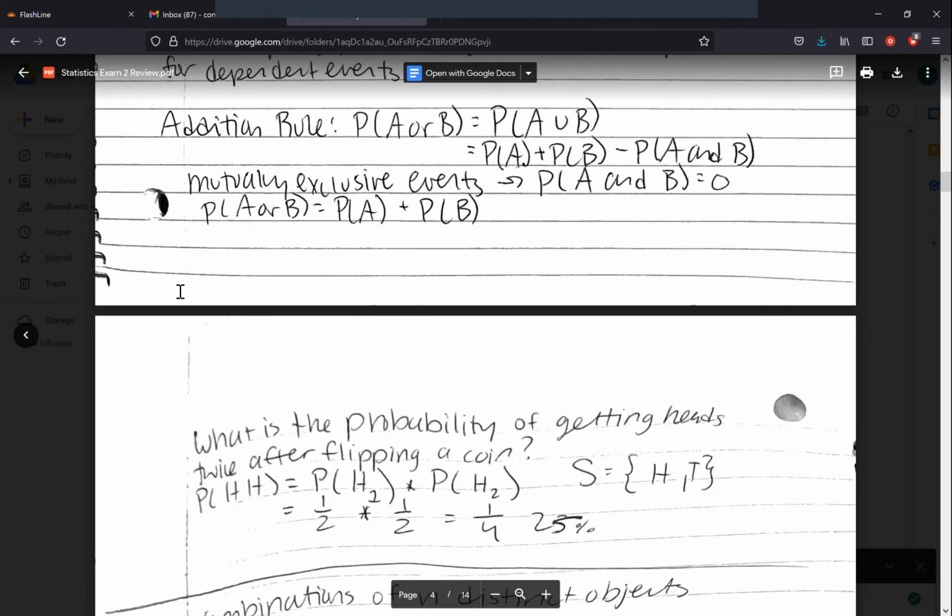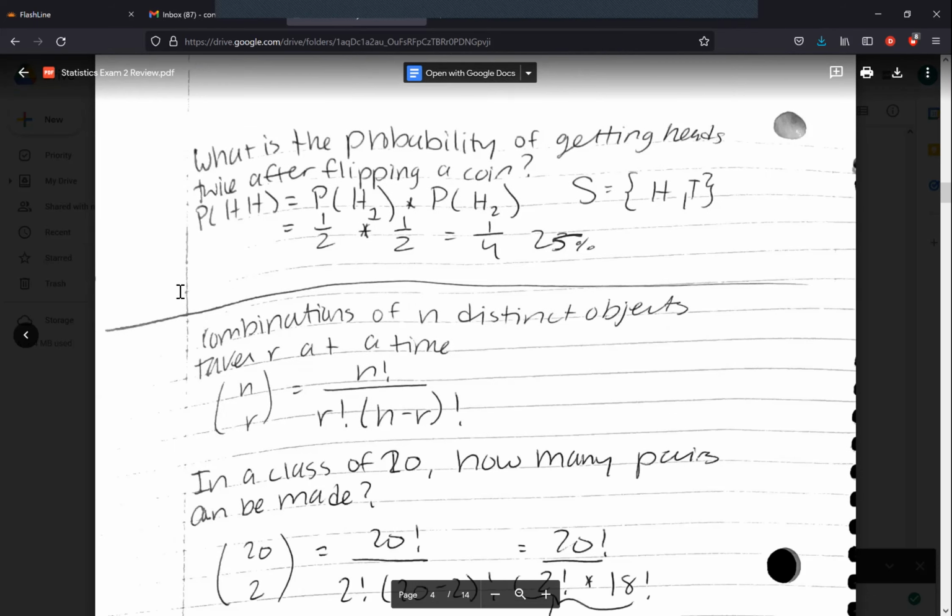And finally, what is the probability of getting heads twice after flipping a coin? So this would be the probability that you get heads on the first flip times the probability of getting heads on the second flip. So the probability of getting heads in both cases is 1/2. So you would just multiply 1/2 times 1/2 and you get 25%.